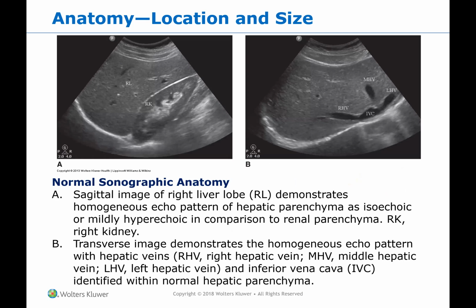Normal sonographic anatomy: you're going to start scanning a liver pretty soon, and you will be looking at it like this. This is what your liver looks like when it's healthy. The first picture, A, is a sagittal image of the right liver lobe with the right kidney. As you can see, the liver has a homogeneous echo pattern, and you can see little portal veins within the liver. B is showing the hepatic veins.